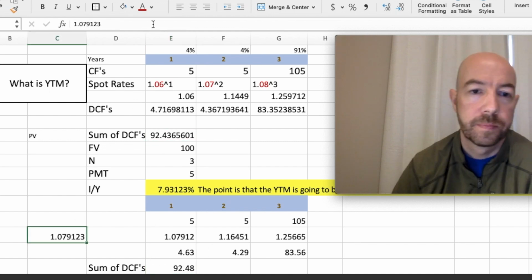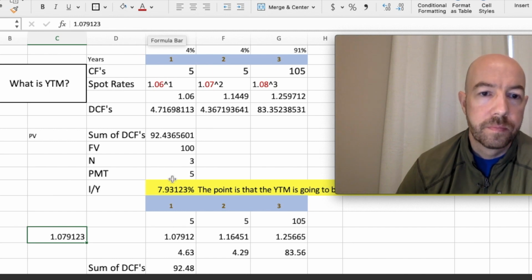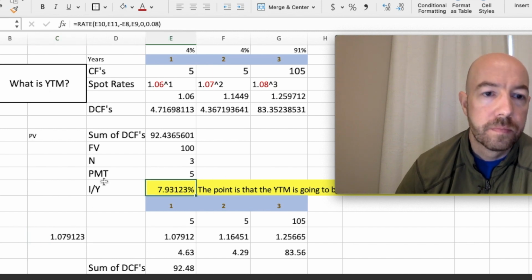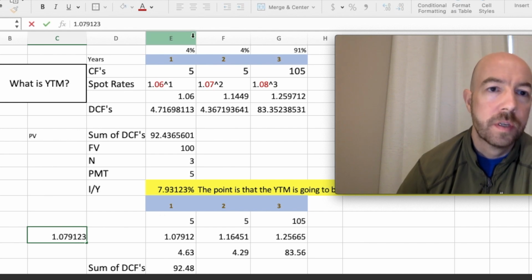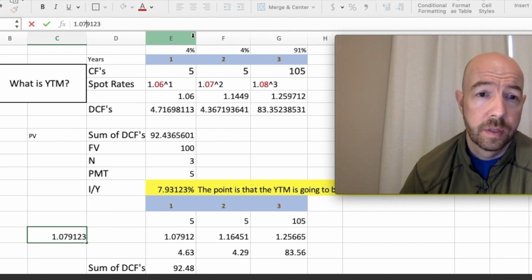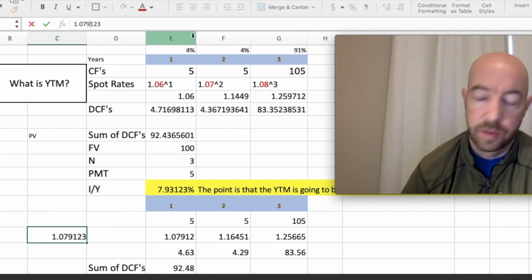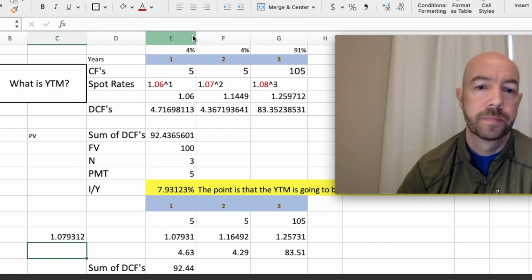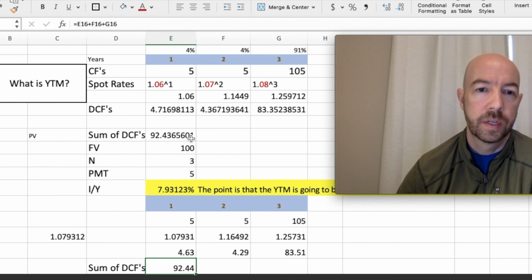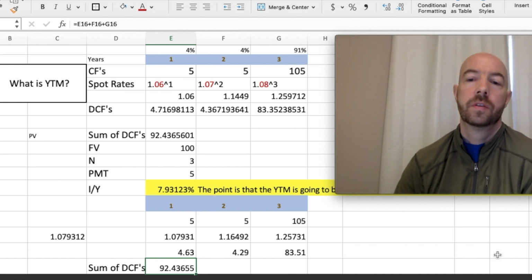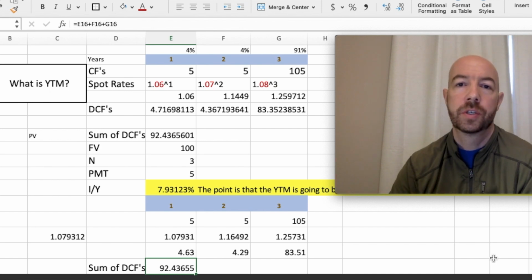Why is this not right? Just because I left out a 3. 1.07931, 2, 3. 92.44, 92.4365, 366. So you can see that's what the yield to maturity is.